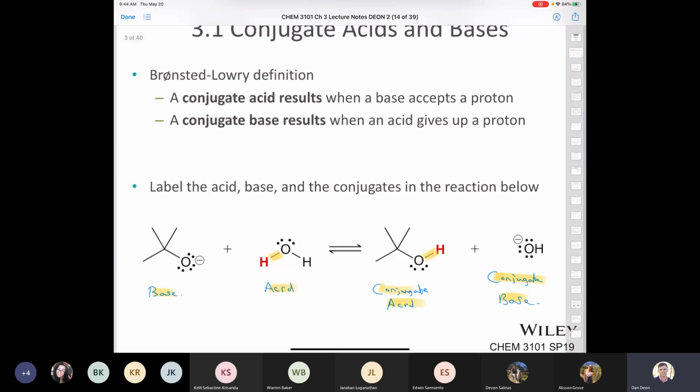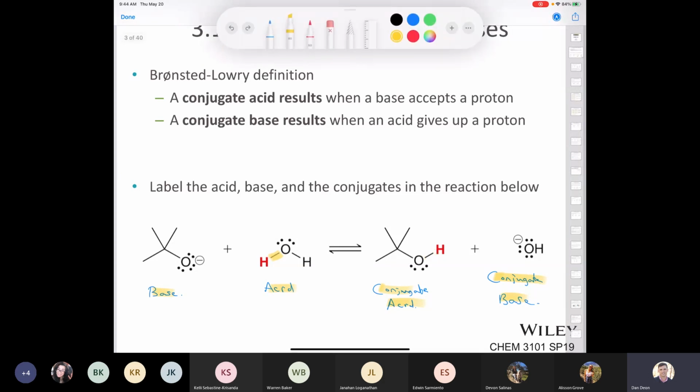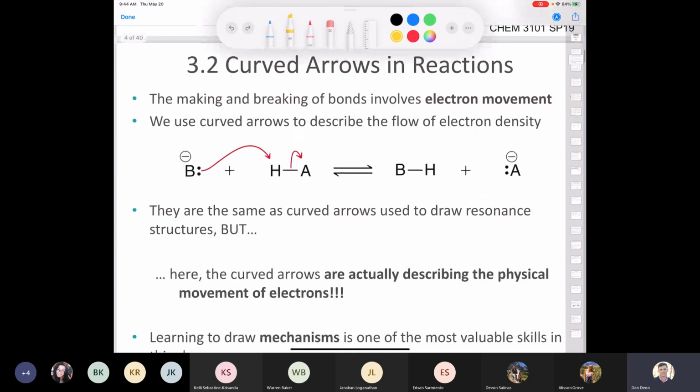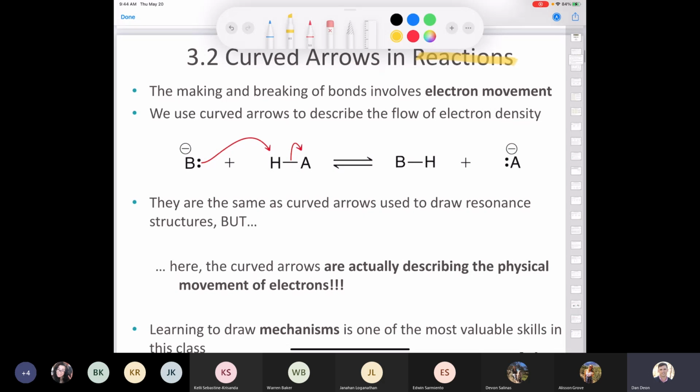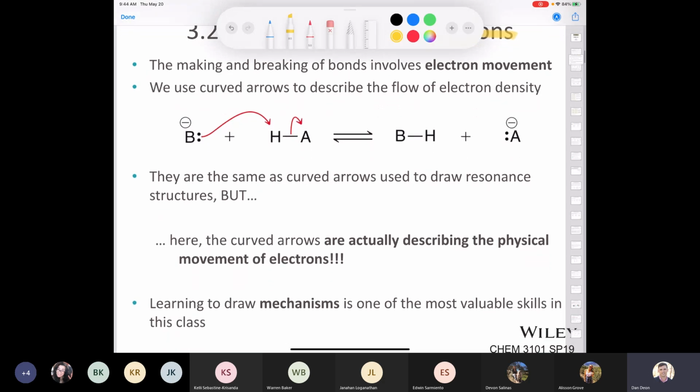And so now we're going to take those curved arrows and use them to demonstrate the flow of electrons in an actual reaction. That's why section 3.2 is titled Curved Arrows in Reactions, because we haven't looked at that yet. We only looked at curved arrows involved in resonance. The making and breaking of bonds involves literal electron movement, and we can use curved arrows to describe the flow of electrons in a reaction.